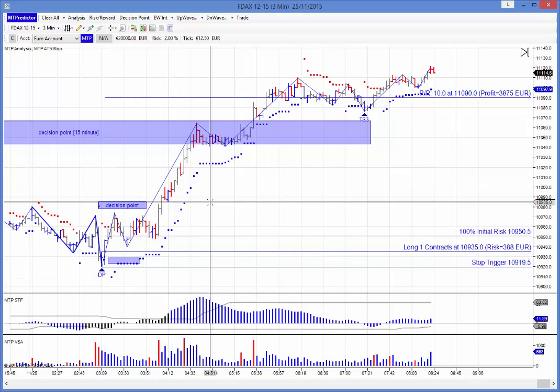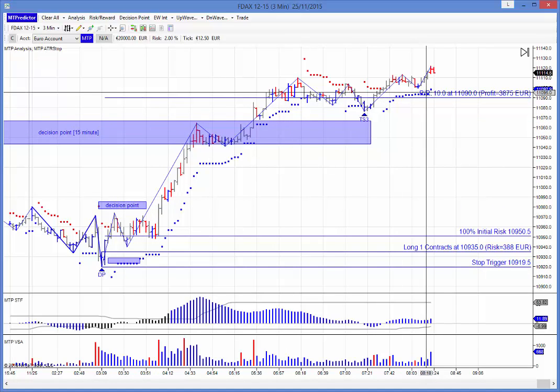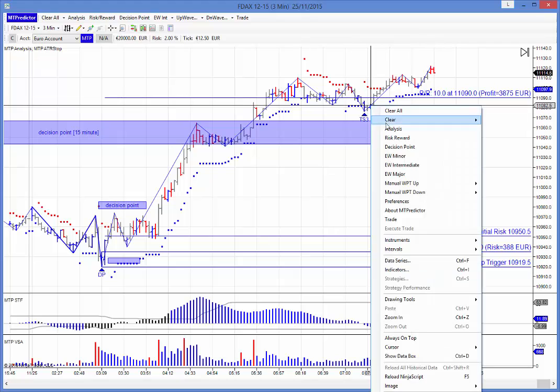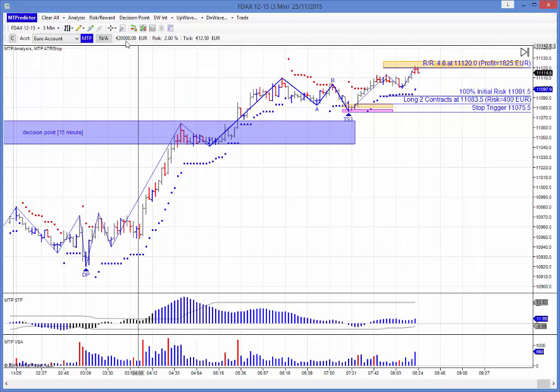So today's been a very good day for MTPredictor on the DAX, where we've had this first long trade going all the way up into here for 10R profit, and also we've had our second trade here coming up into that first target for a plus 4.6R profit.